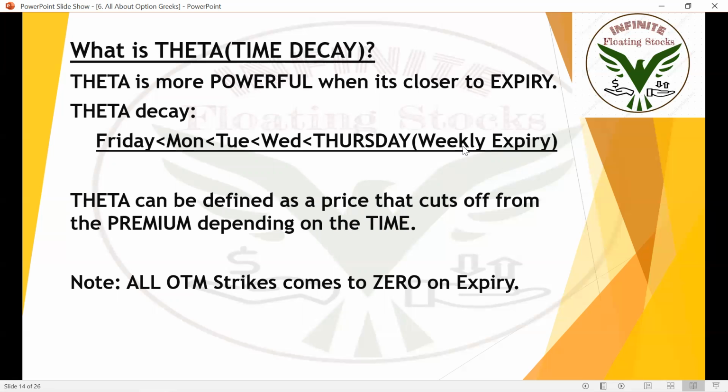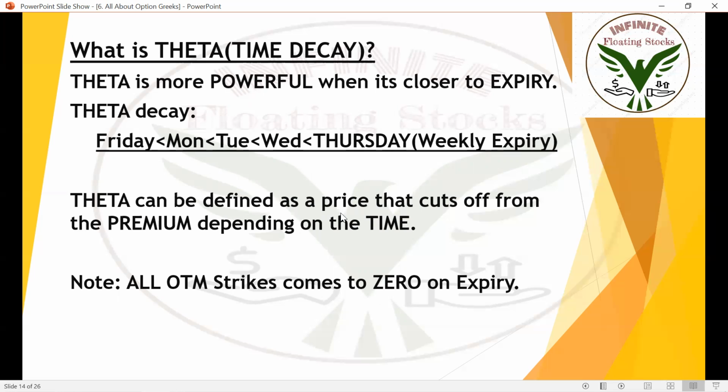That's what I told. When option premiums are moving close to expiry, time decay happens faster. I repeat, when option premiums are moving close to expiry, time decay happens faster. On Friday, there won't be any time decay. Monday, there will be some. Tuesday, there will be a little more. Wednesday, there will be even more compared to Tuesday. On Thursday, massive time decay happens, because all out of the money options will expire to zero on Thursday, because Thursday is weekly expiry.